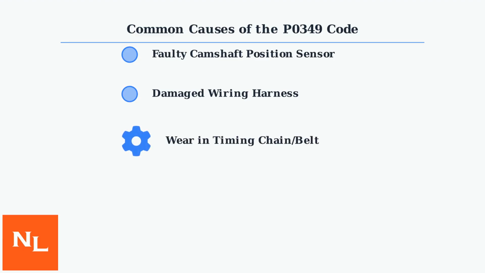Wear in the timing chain or belt contributes to about 15% of P0349 codes. As these components stretch or wear, they can affect camshaft position sensor readings. ECU glitches account for roughly 10% of cases. These are software issues in the engine control unit that can cause intermittent sensor signal interpretation problems.